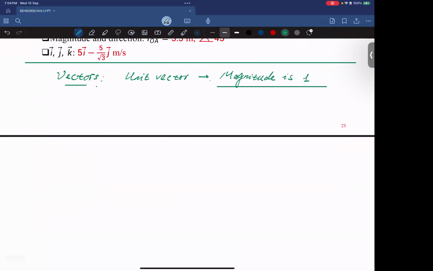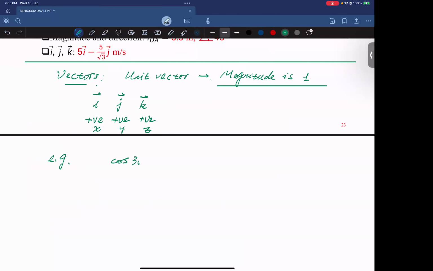So for example, the vector basis, right? I, J, and K. So these 3 vectors are naturally univectors. So they are in line with positive X, positive Y, and positive Z. So there are 3 vector bases. So for other univectors, we're gonna use the combination of IJK.